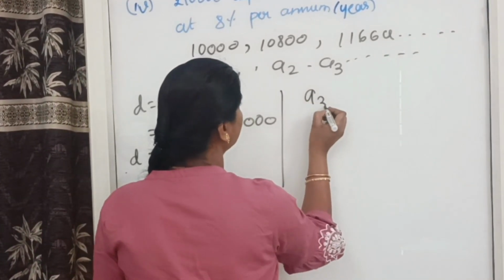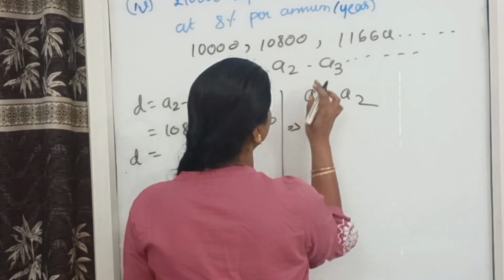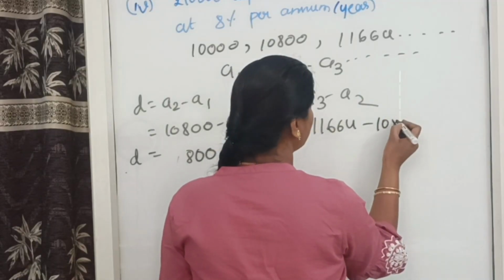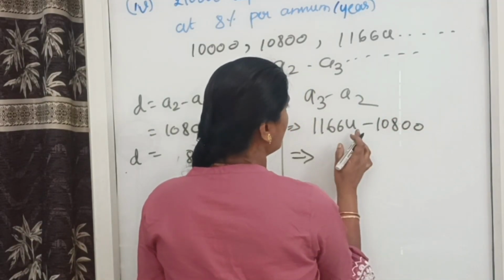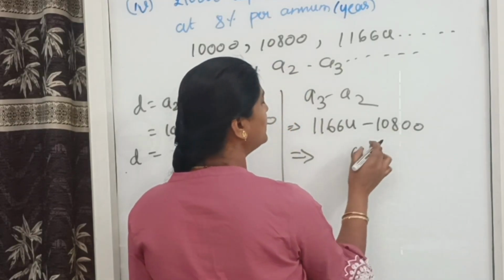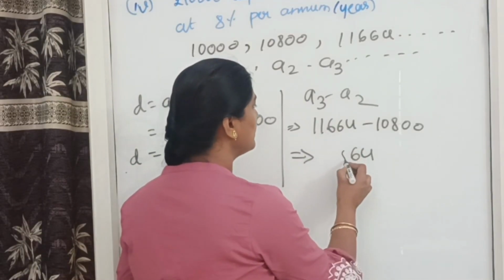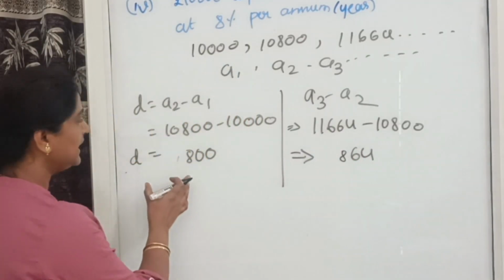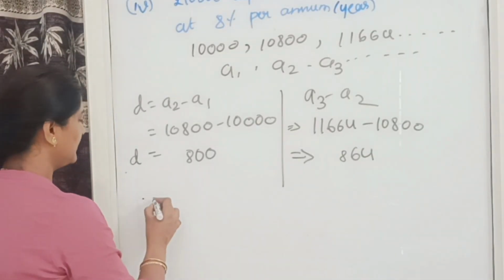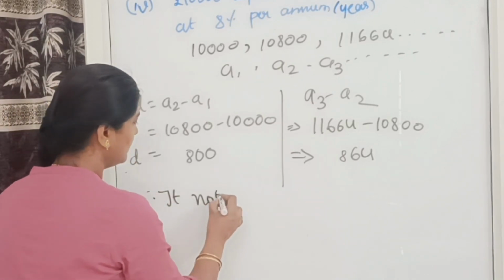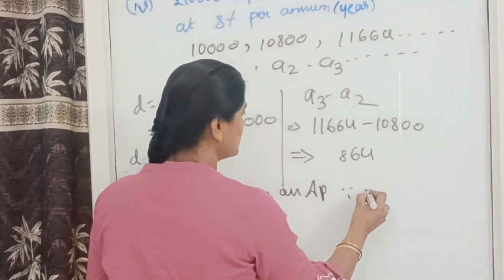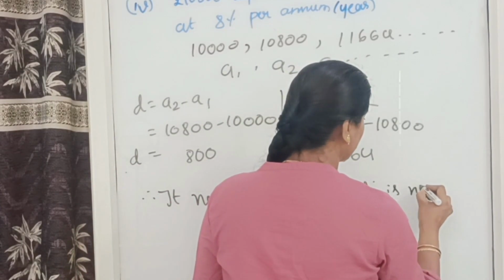Second time A3 minus A2. So which is A3? 11,664 minus 10,800. 4 minus 0 is 4. 6 minus 0 is 6. 6 minus 8 you can't do, so 16 minus 8 is 8, and this is 0. Look at the D: here 800, here 864. Is it the same? No. Therefore, it does not form an AP because D is not the same.